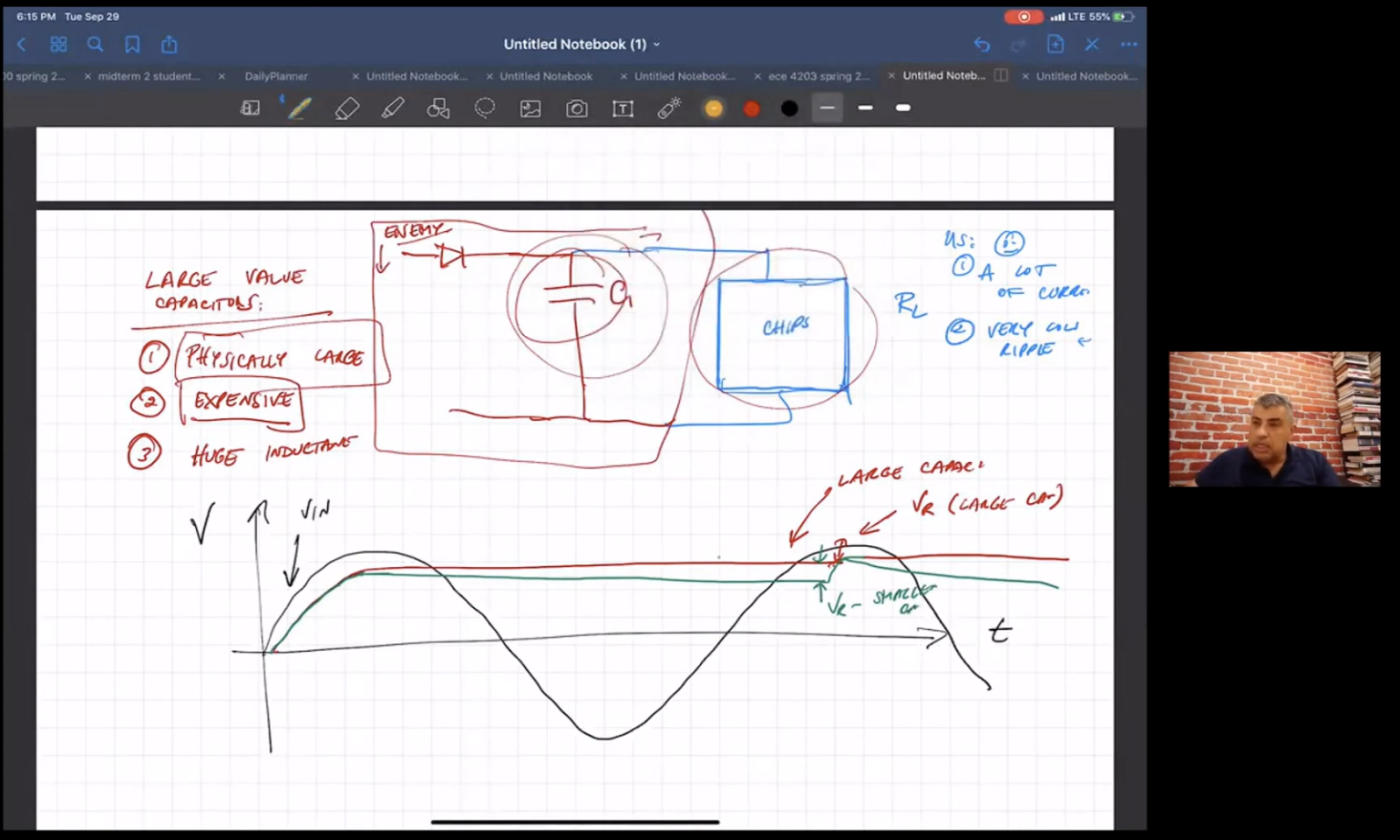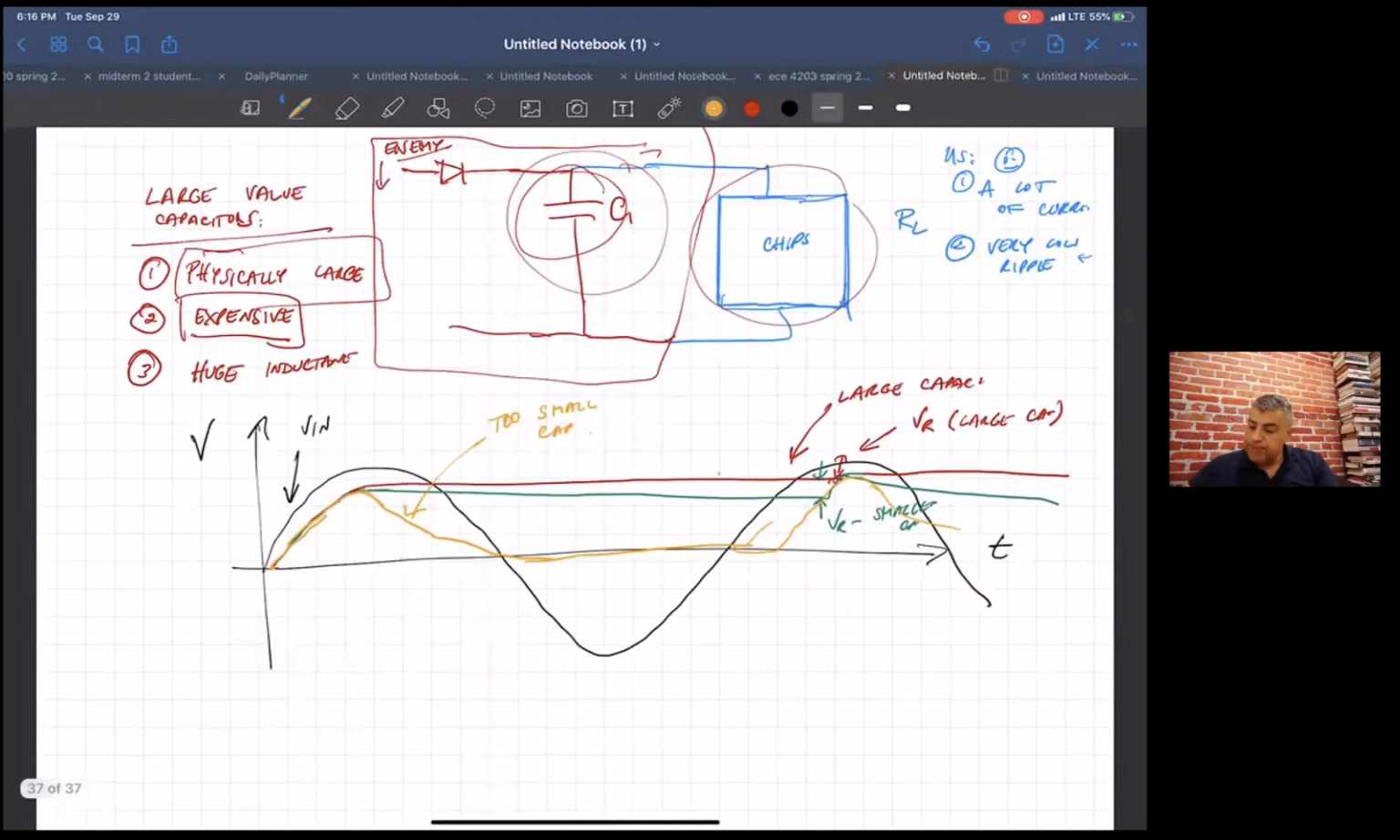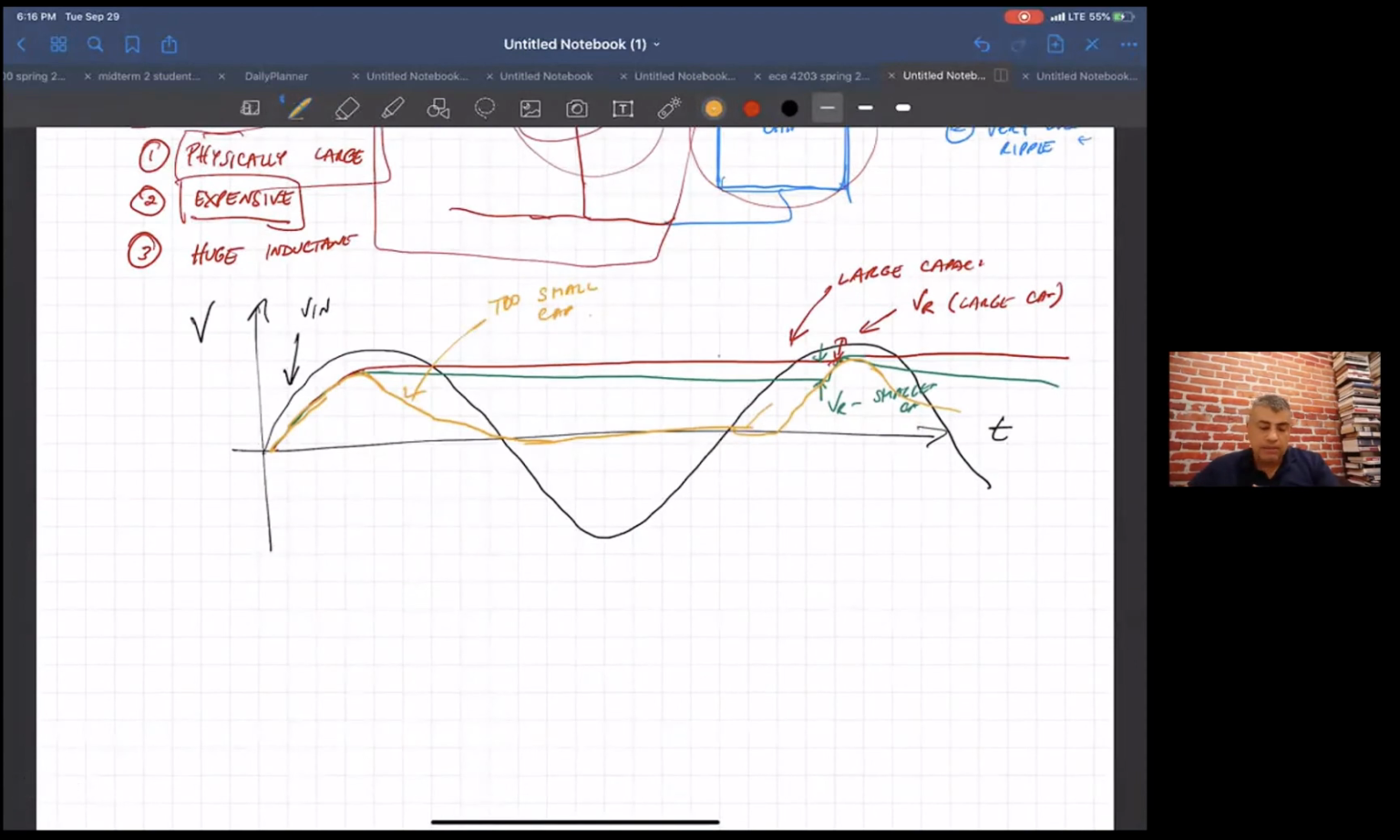Okay, and then let's say you really screw up your design and make the cap way too small. What happens is it'll immediately start discharging, and there's not even a meaningful ripple, because you'll just completely discharge between the cycles. So this is the too small. Okay, so basically by picking different capacitor values, you end up with different ripple sizes.